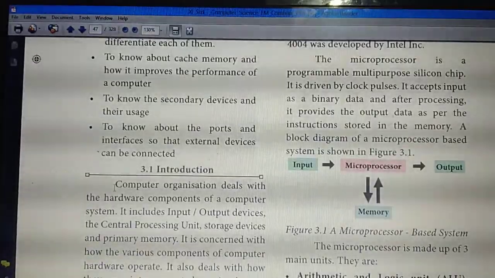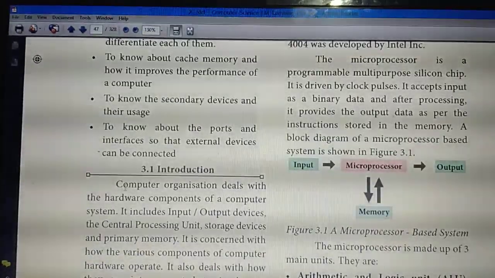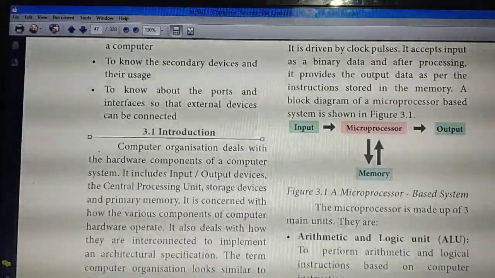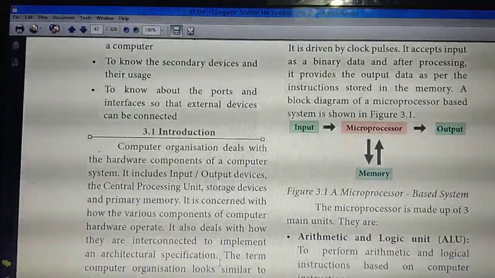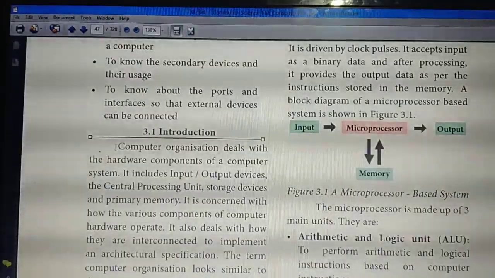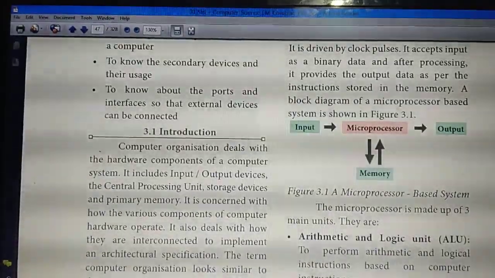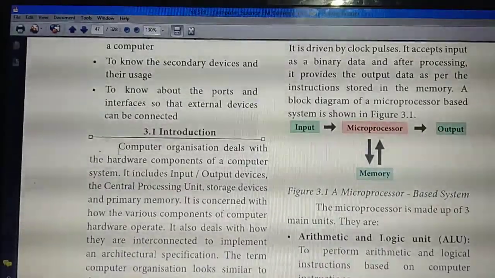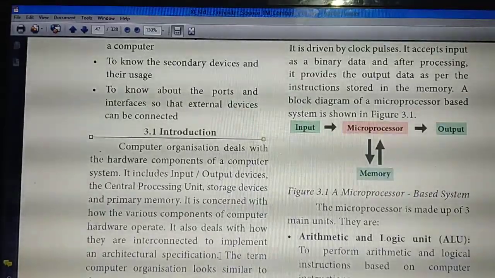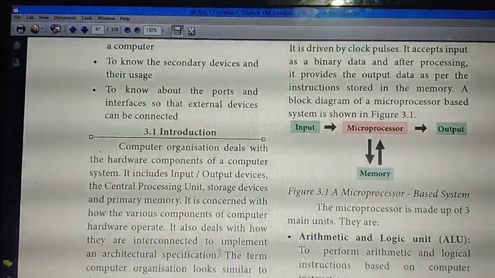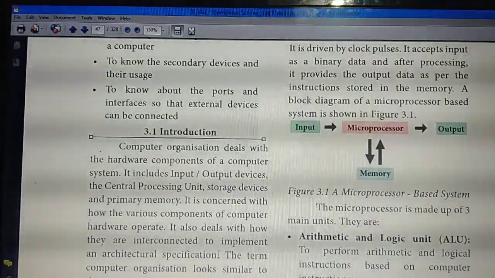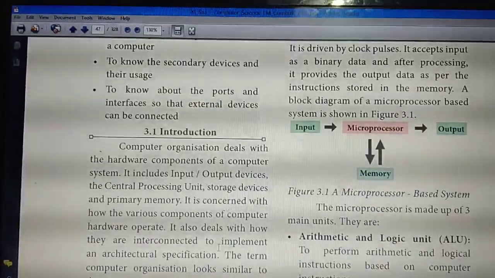Introduction. Next line: Computer organization deals with hardware components of a computer system. Have you all seen? Up to architectural specification. This is for computer organization. Starting from here, computer organization deals with hardware components, and it ends up to architectural specification. Is it visible?